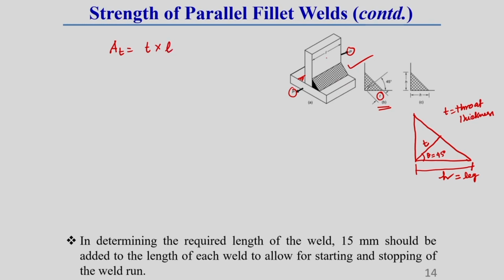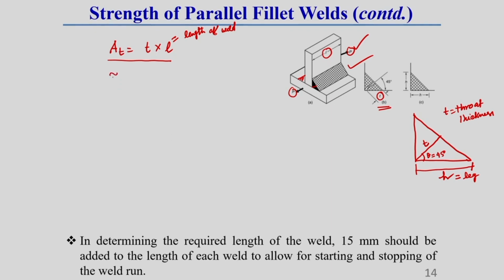Length of the weld here is given as L. So, the length of the weld and its throat thickness will give us the cross sectional area of the throat region of this weld. So, this cross sectional area is subjected to an external force P. If this is subjected to external force P, then what should be the shear force on this throat section, that also we can easily find.